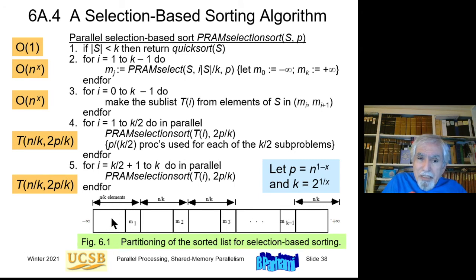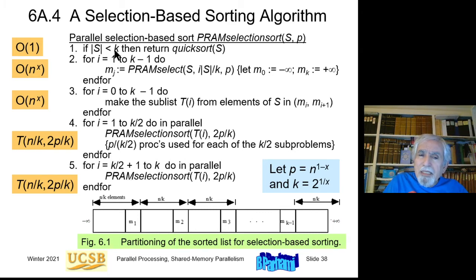Therefore, anything that is smaller than M1 comes here. Anything that is larger than M1 and smaller than M2 goes in this part. So once we have rearranged the list so that this property holds, I need to sort these sections separately, and then the entire list will be sorted. Okay, so let's go through the algorithm.